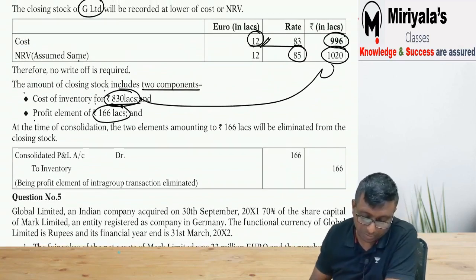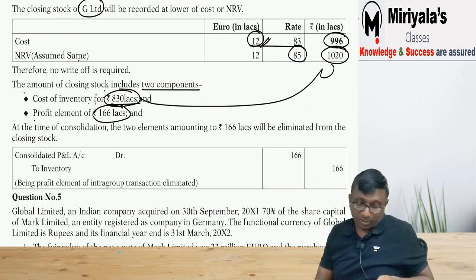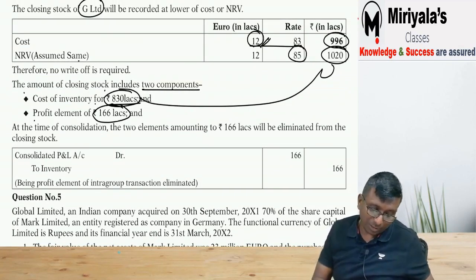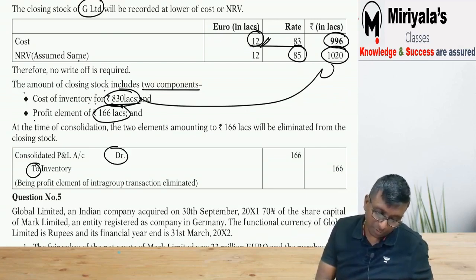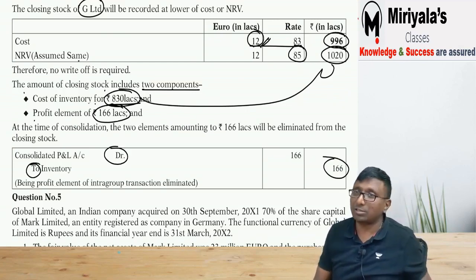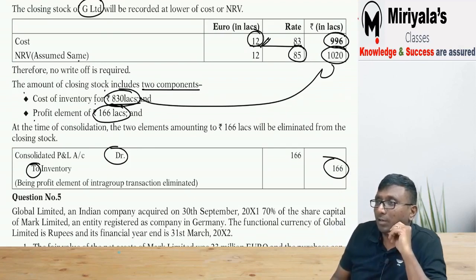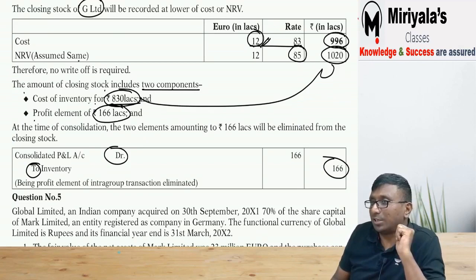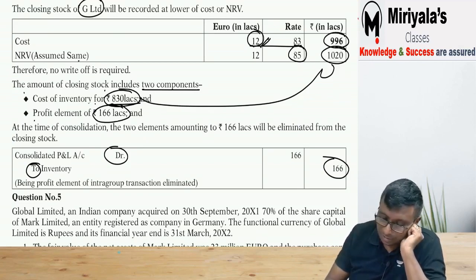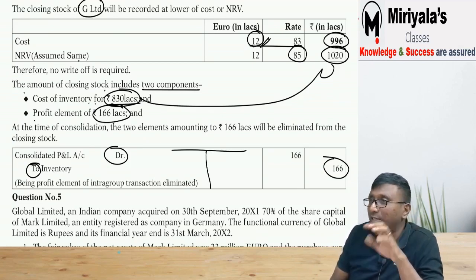No, not 100% accepted. Unrealized profit, he is trying to say 166 only to eliminate. Consolidated profit and loss account debit to inventory 166. This is what he is trying to tell. Correct? But actually, in the consolidated, I don't agree with him.